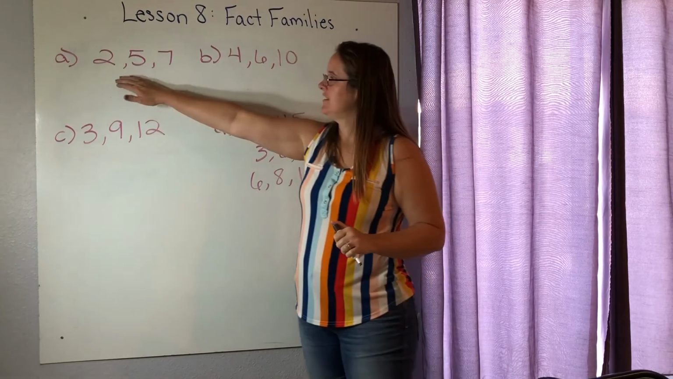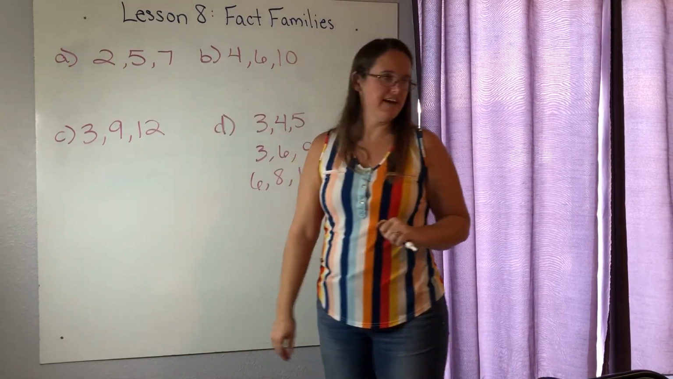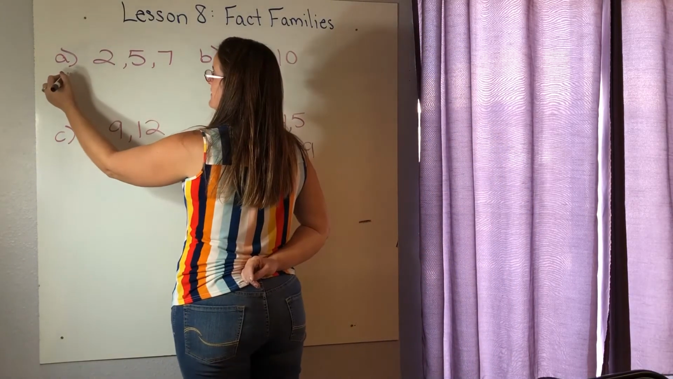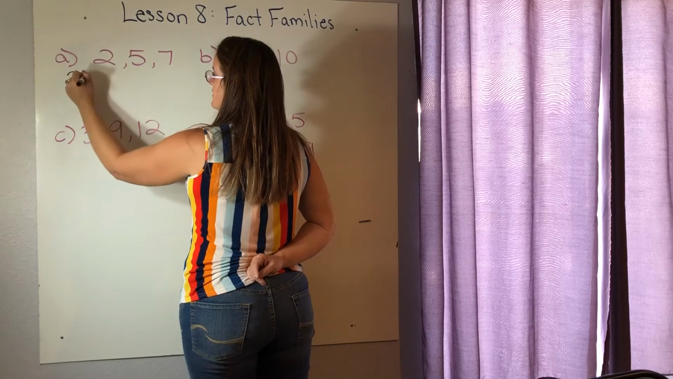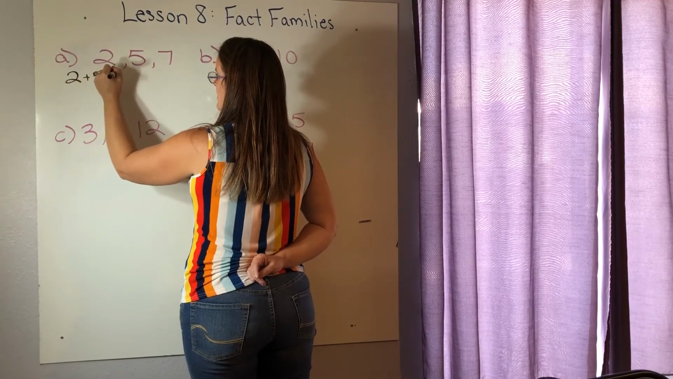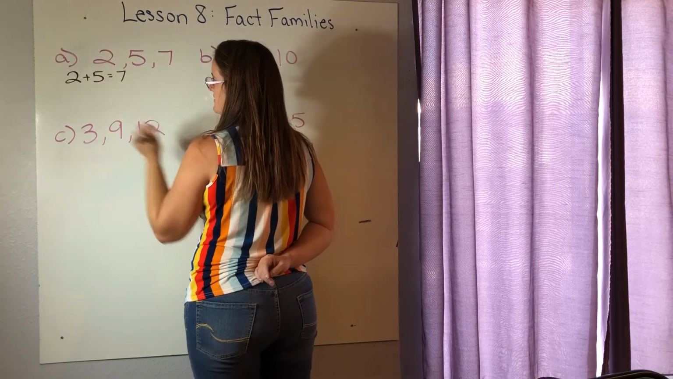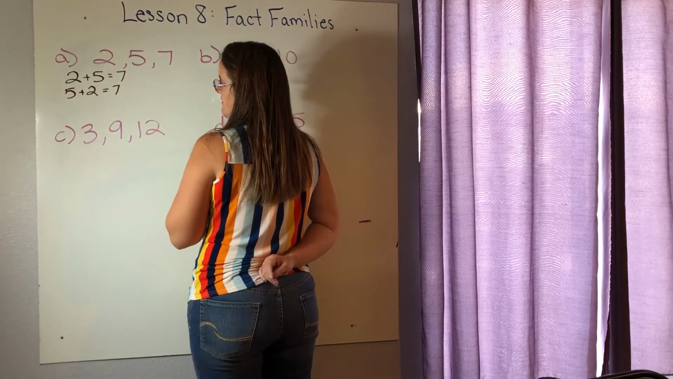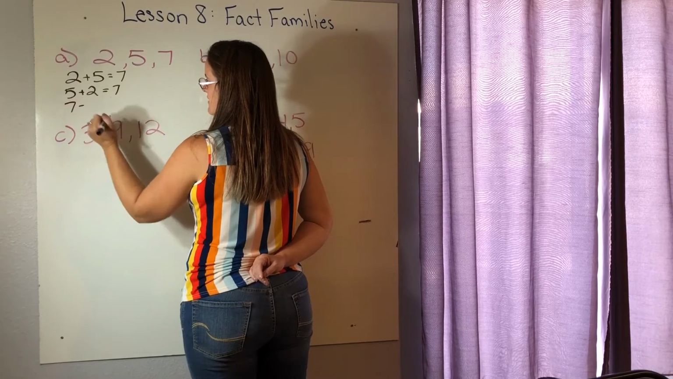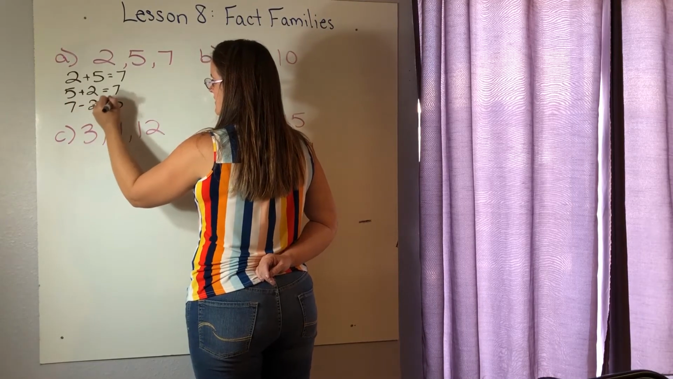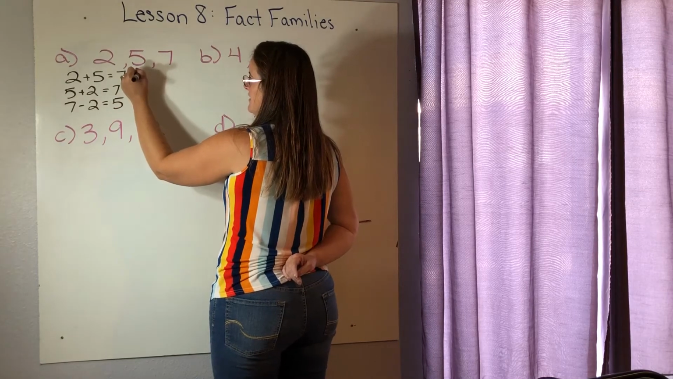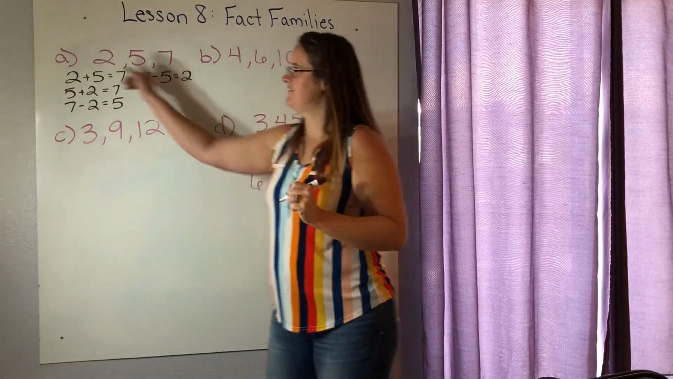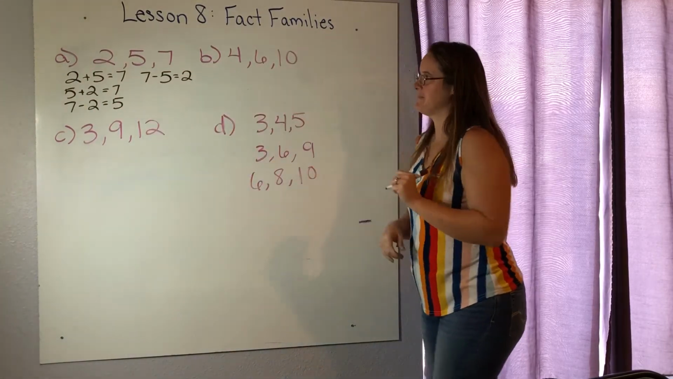Okay, Riker, what am I going to write for my fact family here for 2, 5, and 7? 2 plus 5 equals 7. And then 5 plus 2 equals 7. And then 7 minus 2 equals 5. And then 7 minus 5 equals 2. That is the fact family for A. Nice job.